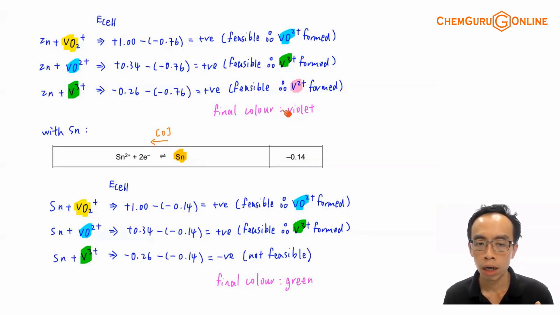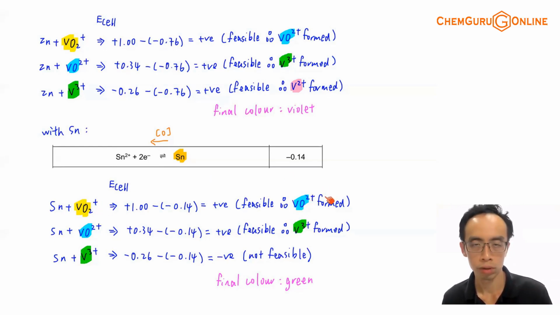Involving tin, the half equation that we should consider is tin to tin 2+. E value is minus 0.14 volt. So basically the calculation is the same, the idea is the same. First thing I consider: can tin reduce your yellow species to the blue one? So I consider oxidation of tin and the reduction of the yellow species, reduction of your VO2+ , plus 1.00 volt, minus E value for tin, minus 0.14, positive value, reaction feasible. VO2+ can be reduced to VO 2+. The yellow species can be reduced to the blue guy.